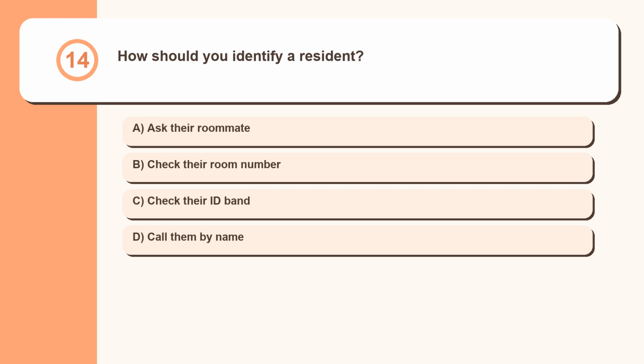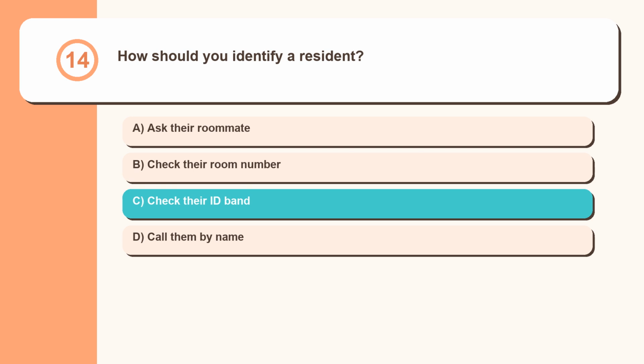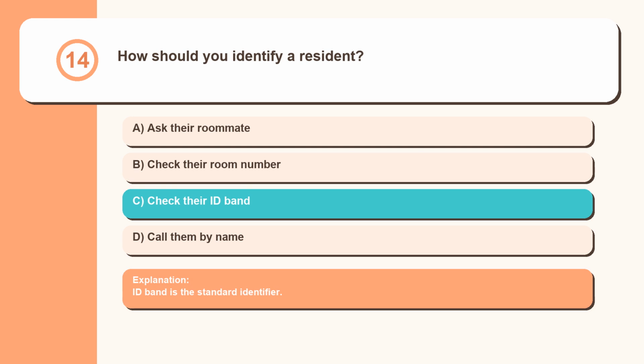Question 14. How should you identify a resident? Ask their roommate. Check their room number. Check their ID band. Call them by name. ID band is the standard identifier.